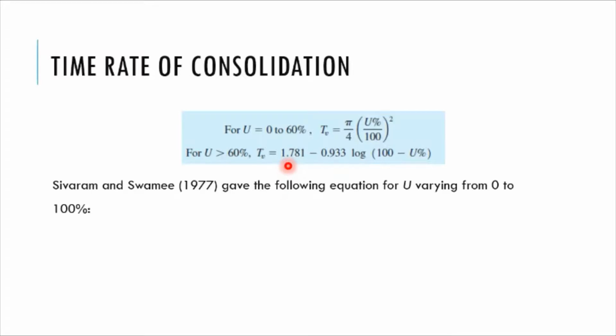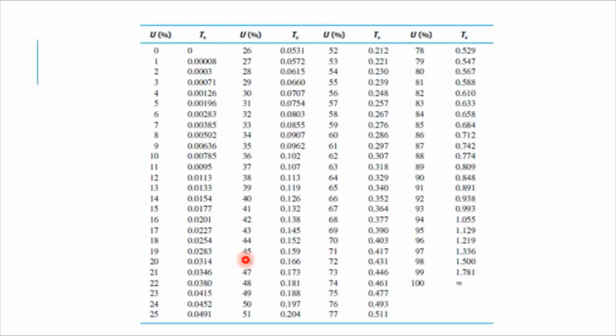So, Sivaram and Swami in 1977 gave the following equation for variation of U from 0 to 100%, and this is given in this formula. And there is a table in order to determine T sub V para hindi na mag-solve, and this is the one we usually use. So T sub V at a certain percentage of settlement is already given in this table.